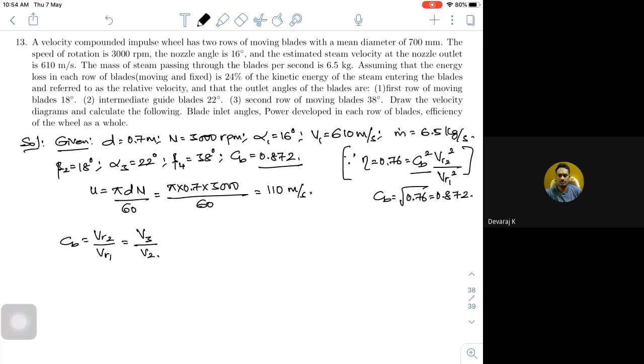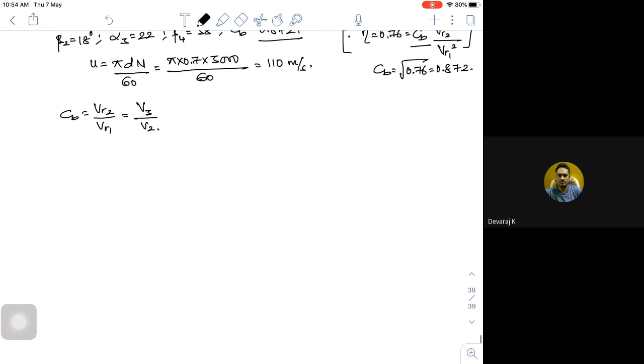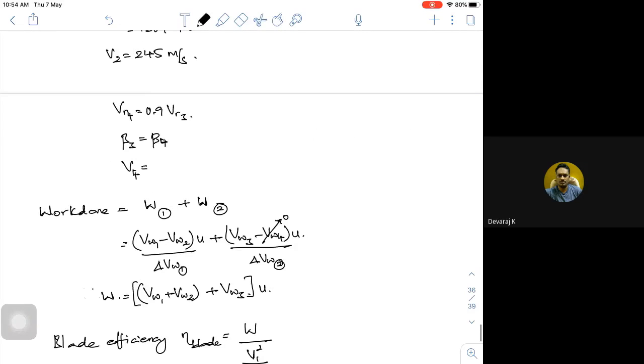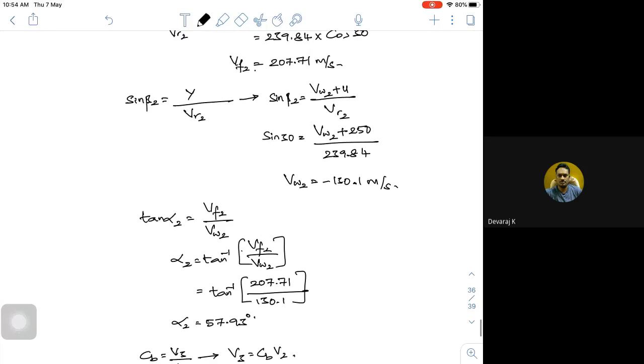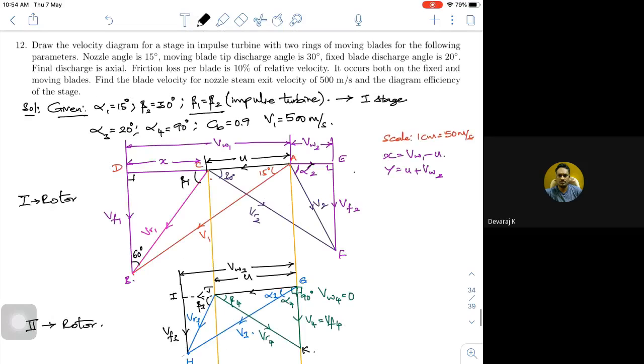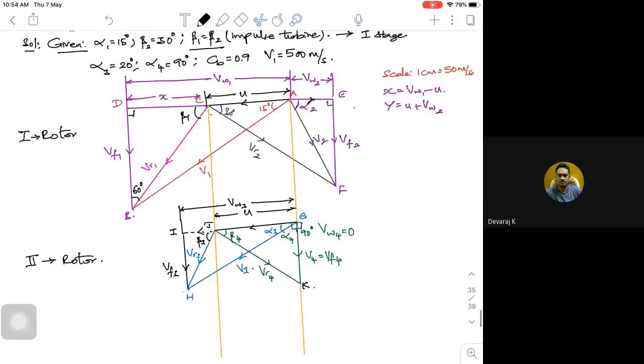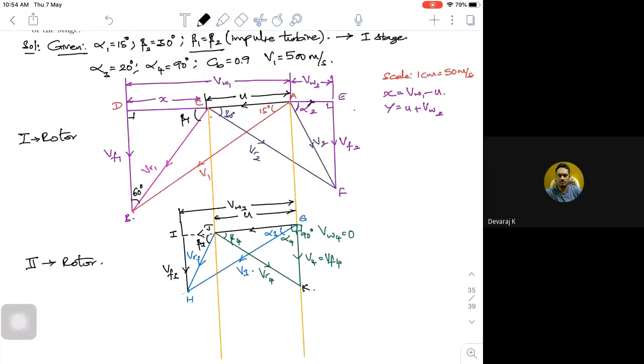Got it? This is the same. What you are supposed to do first is draw a velocity triangle similar to the one you drew in the previous problem, with u equal to 110 meters per second. And what is the value of alpha? Alpha 1 is 16 degrees.